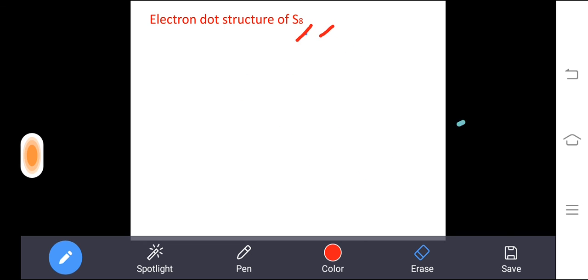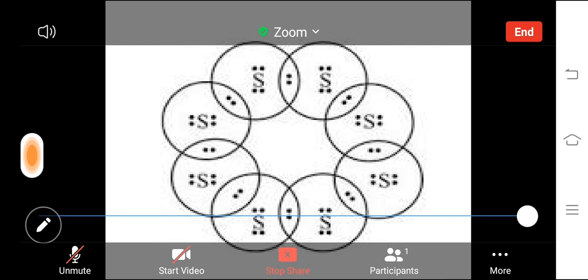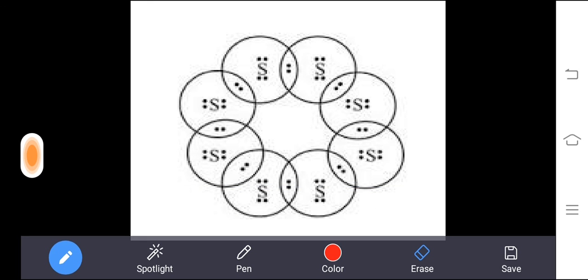If you remember the valence electrons, it will be good. So if you draw, it will come like this, students. I hope that this section will be useful to you.